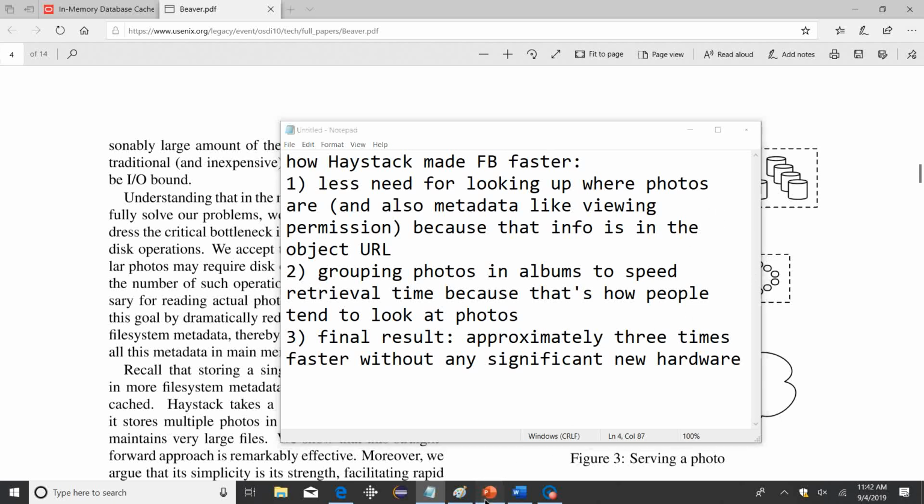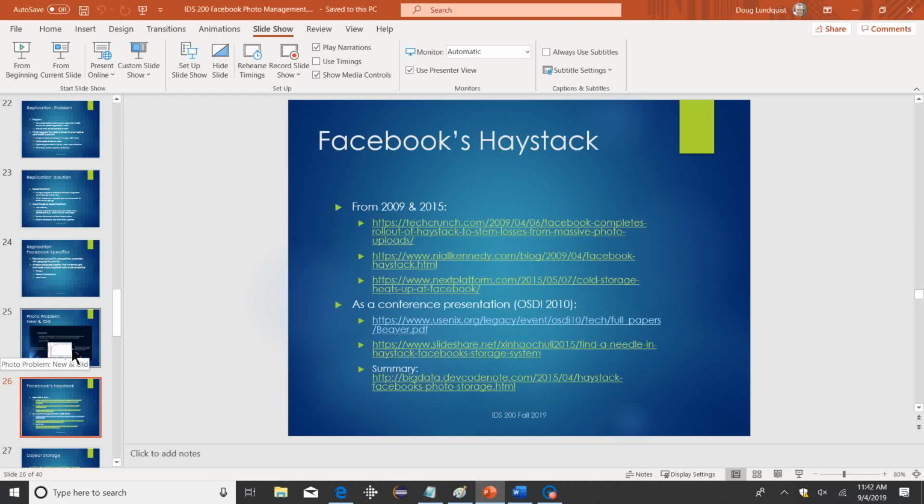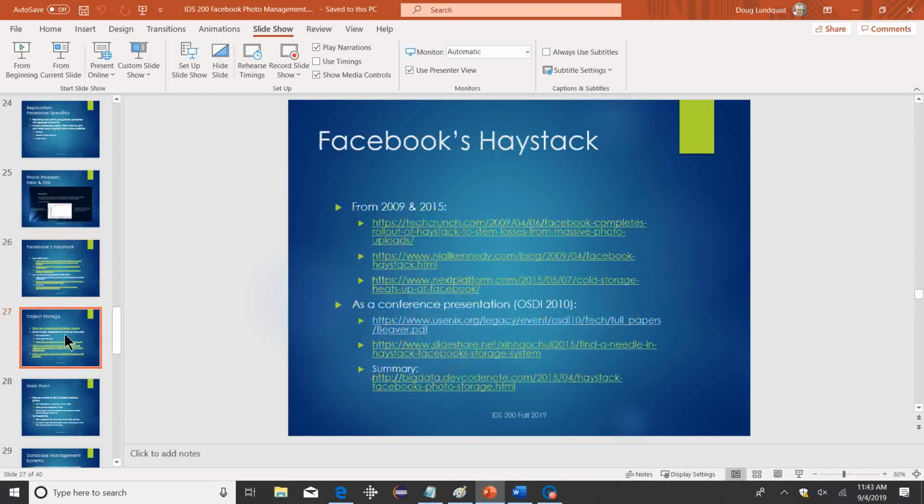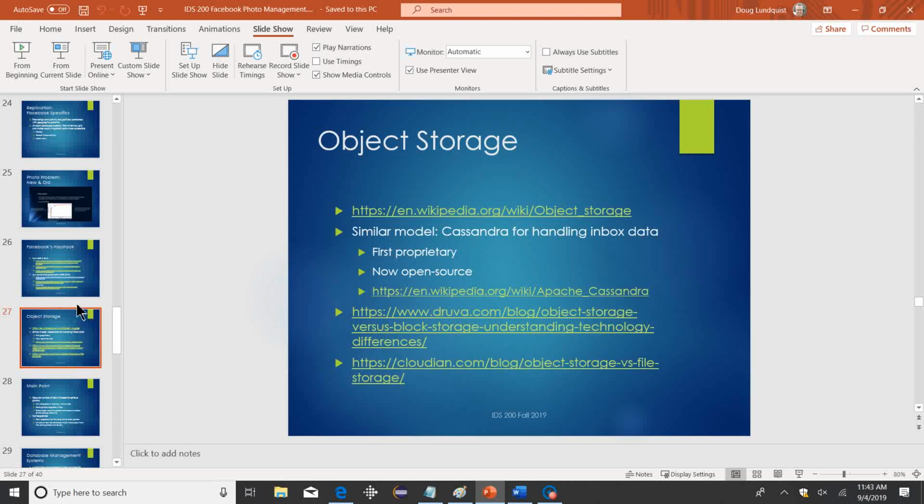Okay. So that's the gist of Haystack. And this seems like a good break point. So, any other questions about Haystack?